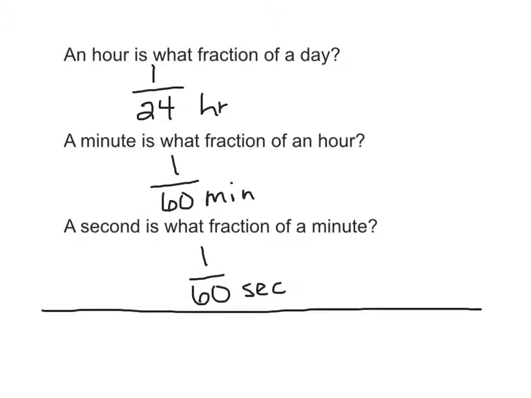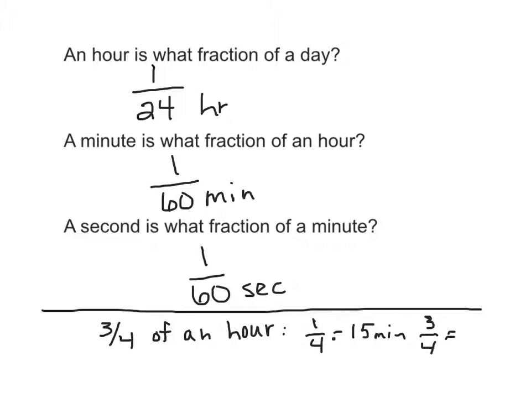I'm going to throw another one in here. If we have 3/4 of an hour, we might think of that as, well, I know that 1/4 of an hour equals 15 minutes, because I know my clock pretty well. And if 1/4 is 15 minutes, then I get 3 of those 15 minutes when I'm talking about 3/4. And so that would equal 45 minutes.